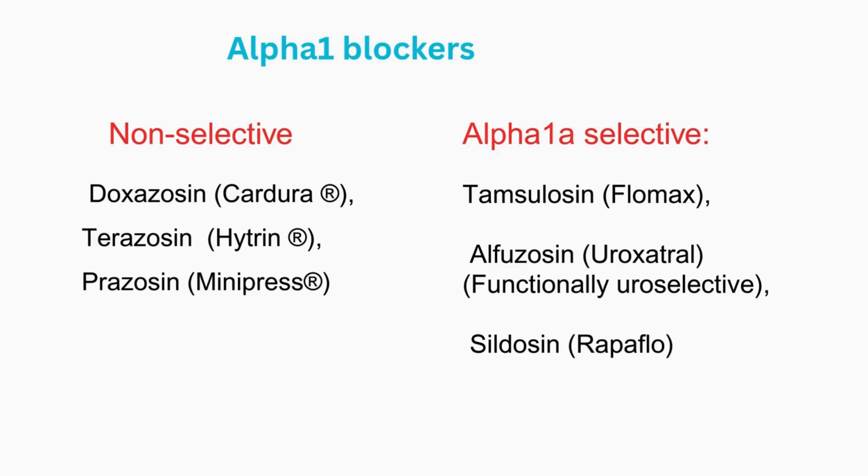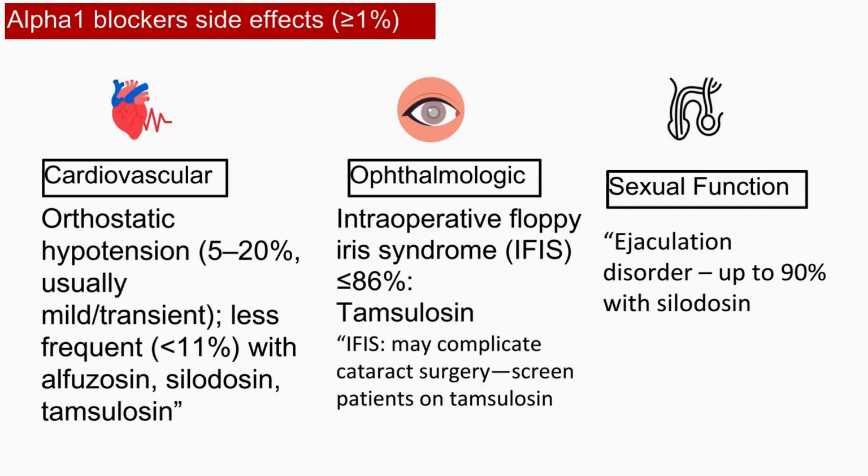Makes sense. What about general side effects across the board for alpha blockers? The document mentions cardiovascular and ophthalmologic side effects as occurring in at least 1% of people. Eye side effects. That's unexpected for a BP med. What's the specific issue there?